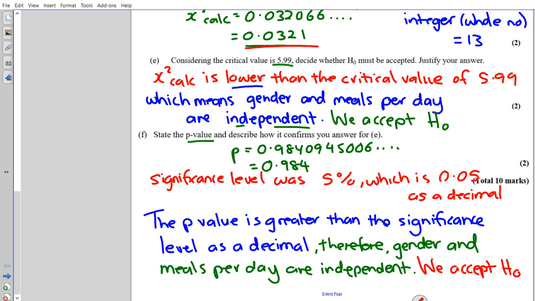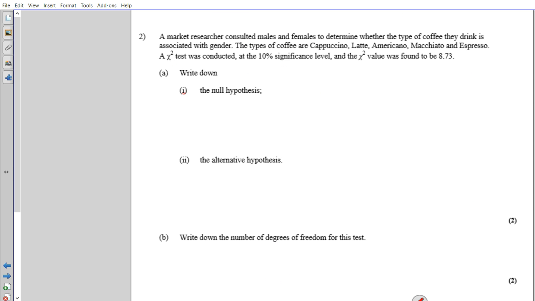One more is an example of where they don't give you the matrix, but maybe they're just going to give you some values. So here's one where they don't give you the matrix, but you can still make a conclusion based on what numbers they give you. So a market researcher consulted males and females, so gender, to determine whether the type of coffee they drink is associated with gender. So our two variables would be gender and type of coffee. Gender, of course, there's just male and female. And type of coffee, how many types? There's cappuccino, latte, americano, macchiato, and espresso. So there were 5 different types of coffee.